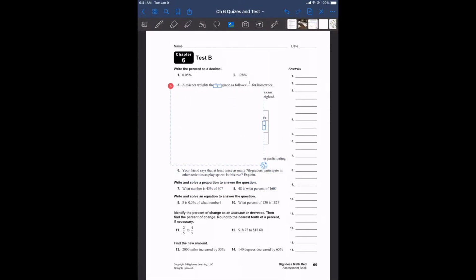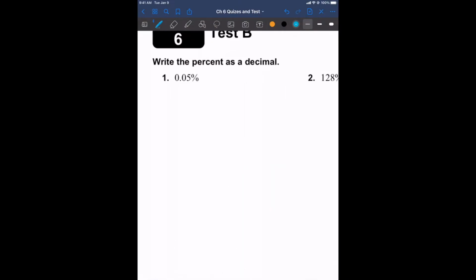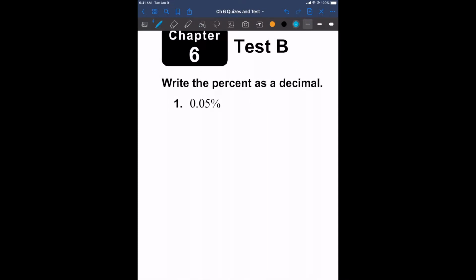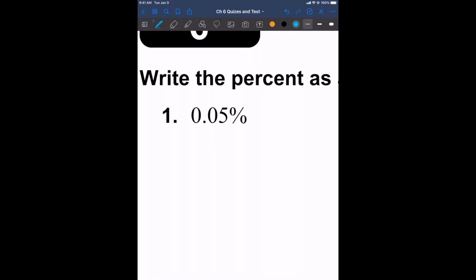Number 1 and 2 says write the percent as a decimal. This feels like so long ago. This was in section 1. But remember, if I want to go from a decimal to a percent, I go towards the percent sign. If I want to go from a percent to a decimal, I go away from the percent sign. Now this is a percent. Write it as a decimal. Move it over 2 places to the left. So your answer is 0.0005.